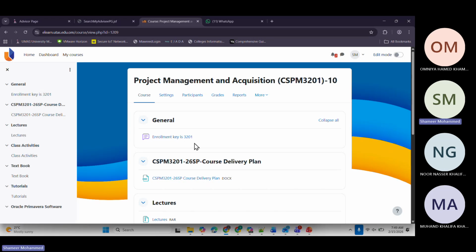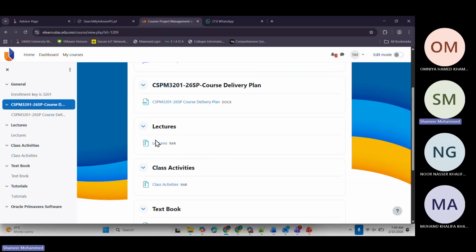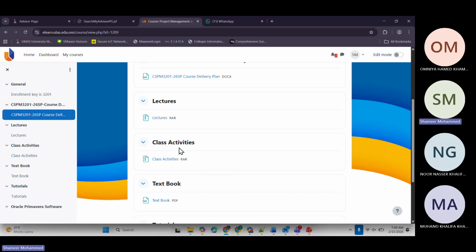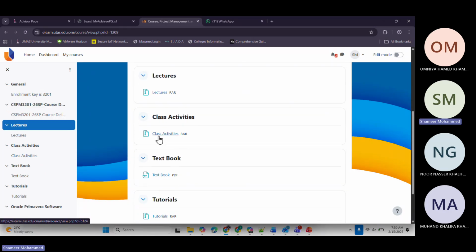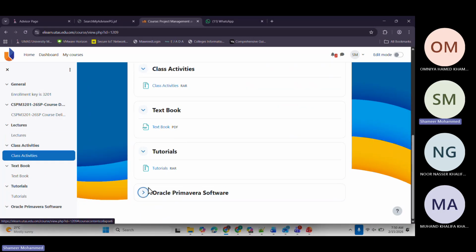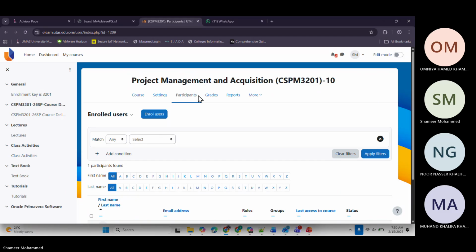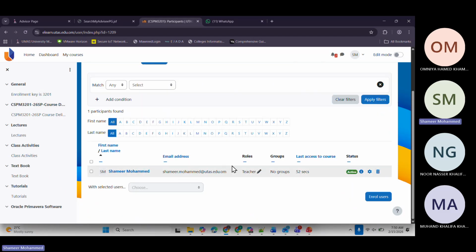So you can enroll and you can download the course delivery plan here. You can download the lectures here. And also you can download the class activities, and you can download the textbook, and there are some tutorials and software. I will share with you later what we will use in the lab. Okay, first of all, go to this Moodle and register by typing this key 3201. If you register, I will see your names here.